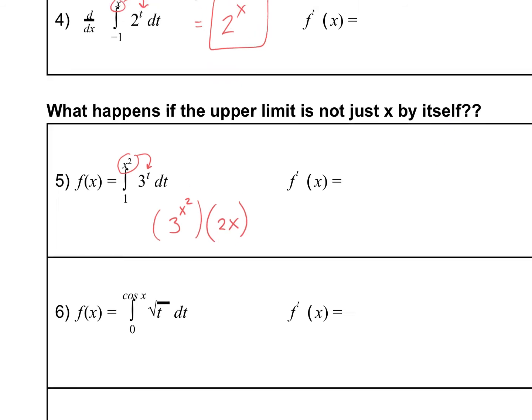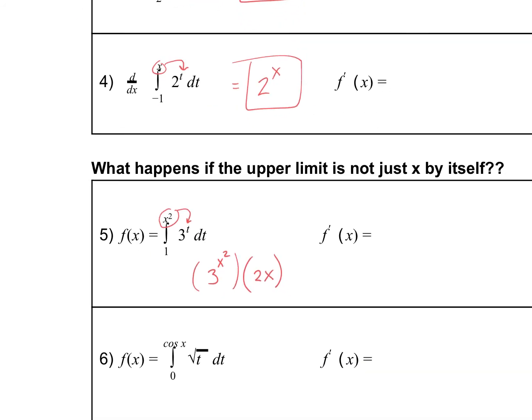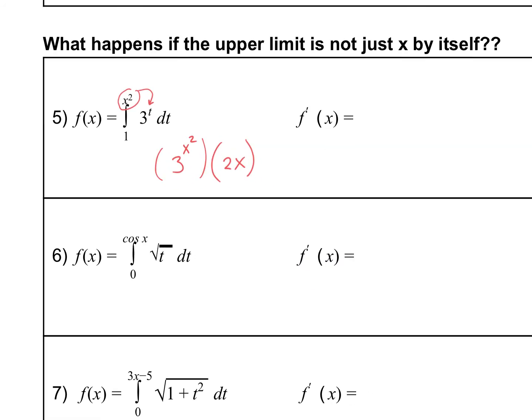Now, let's go back up here. We really did that up here too. But hey, look, the derivative of x is just 1. So if I took this and multiplied it by 1, I would get the same thing. Same thing here. The derivative of this is just 1. So if I multiply this by 1, I just get this. So what you have to remember is if your limit is anything other than just x, you have to remember to multiply it by the derivative of that limit.